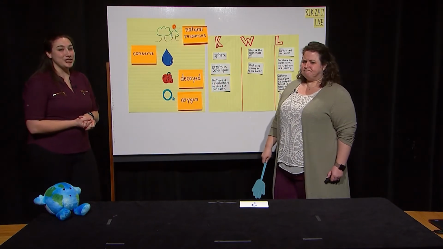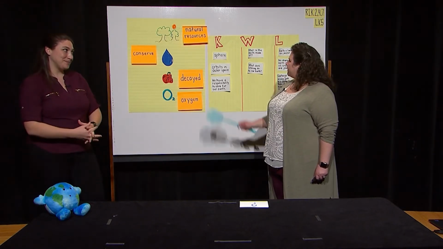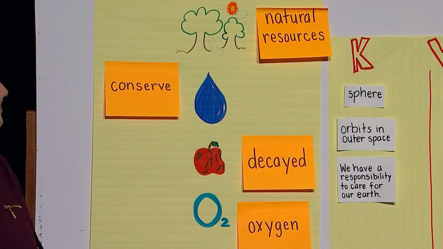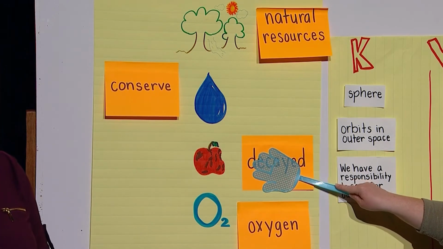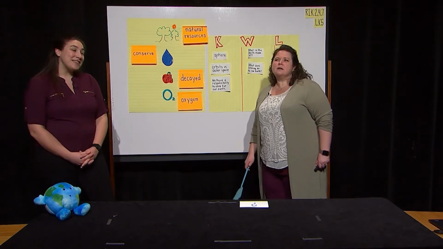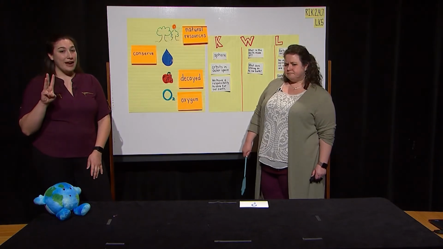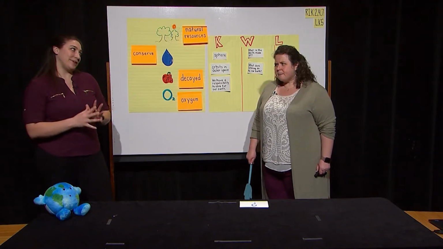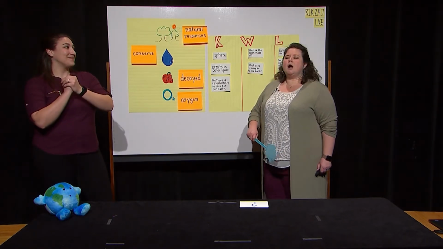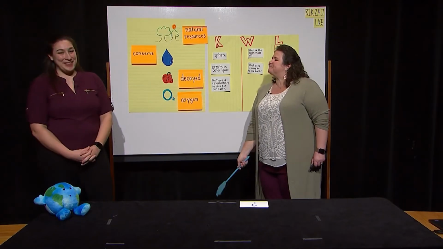Our first definition is rotten or decompose. Friends, which word should I swat? Ah, I heard it, decayed. Yes. Okay, the next definition is something that is found in nature, such as land, water, or air, that are valuable and of great importance to people. What are your thoughts, scholars? Natural resources. Amazing. Okay, let's keep going.